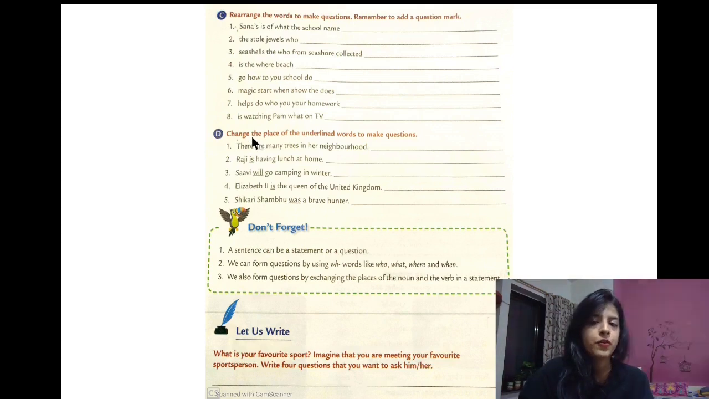Let's try and solve the fourth one. Change the place of the underlined words to make questions. Okay, it is the same thing. You have to rearrange the sentences. Let's see the first one. There are many trees in the neighborhood. So let's try and convert it into a question. Are there many trees in the neighborhood?